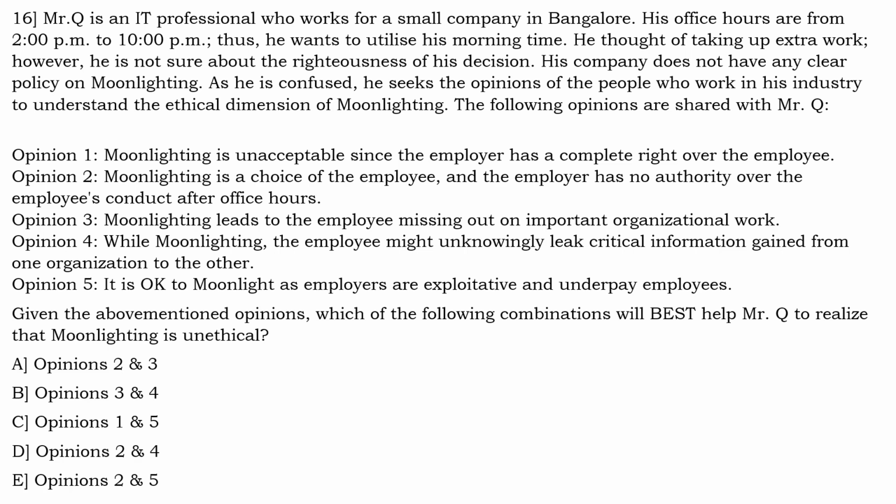So he consults, and his company is also not having any clear policy. Means his company is neither telling him that this is wrong nor telling him to do it. So again, it is adding to his confusion.